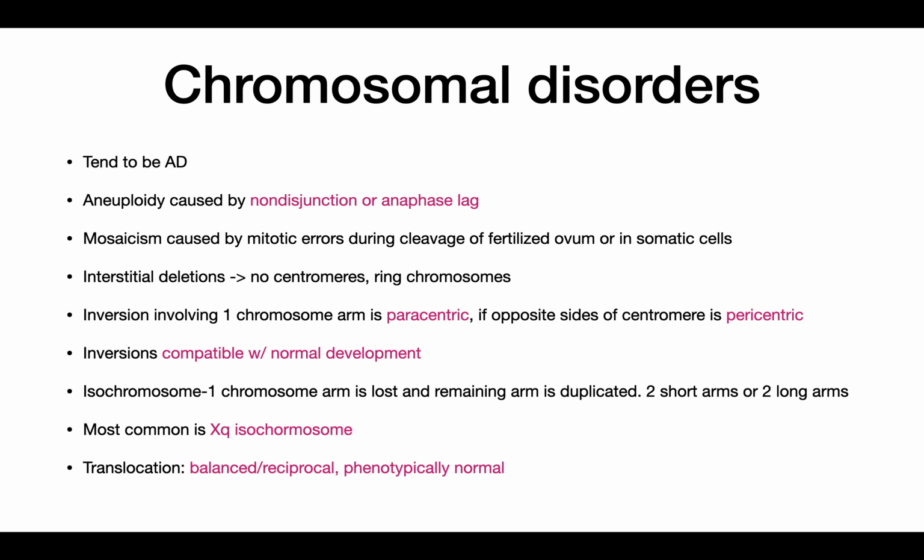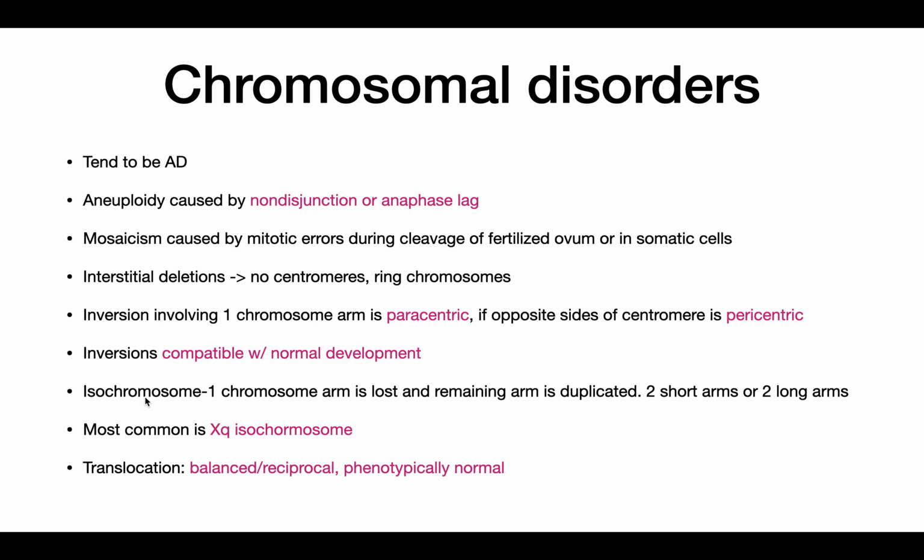Chromosomal disorders tend to be sporadic. Aneuploidy is usually caused by non-disjunction or anaphase lag, and mosaicism is caused by mitotic error during the cleavage of the fertilized ovum or in the somatic cells. So the interstitial deletion is going to result in ring chromosomes. An inversion involving one chromosome arm is paracentric, and if the opposite sides of the centromere are affected, it's pericentric. Inversions aren't too bad. They're compatible with normal development.